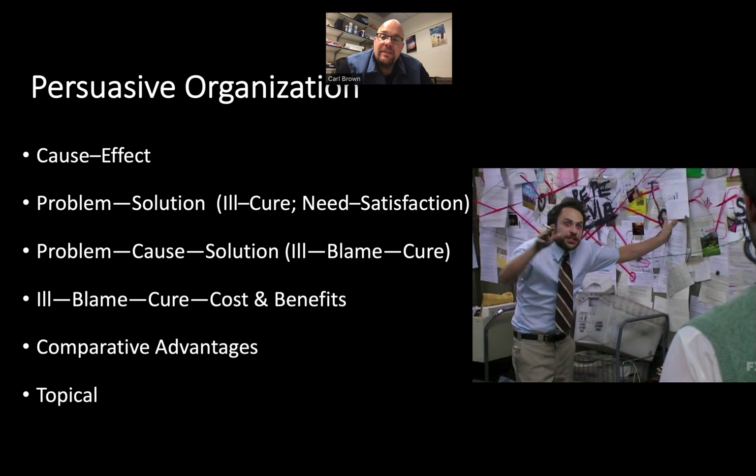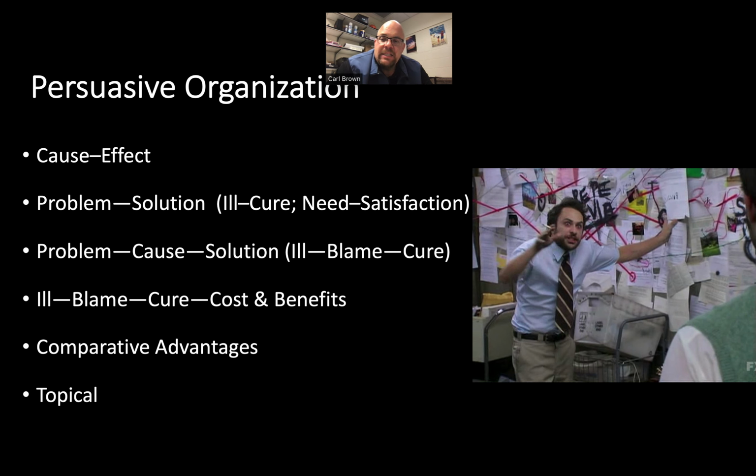Problem solution is like a mini Monroe's, right? You're going to talk about, okay, here's a problem that needs to be solved. Include things like who it's a problem for, how bad the problem is, and then the cure, which will be the plan to solve the problem, and that will have steps. Next one, problem cause solution. This is the same thing, except now you're identifying a person or group of people to assign blame to for the issue that you're seeing.